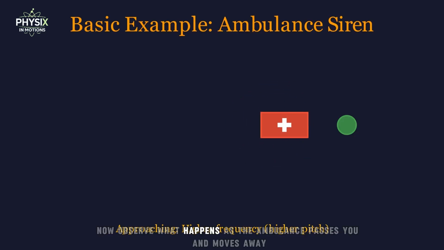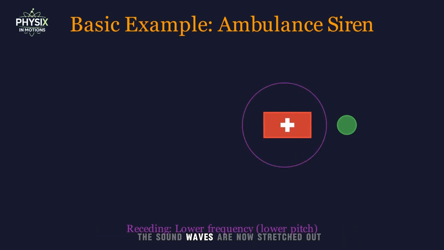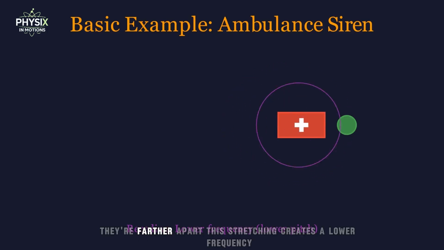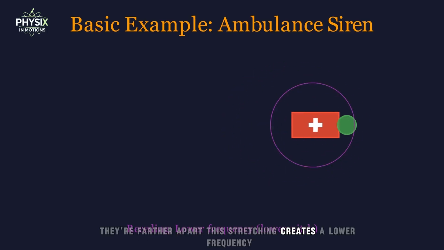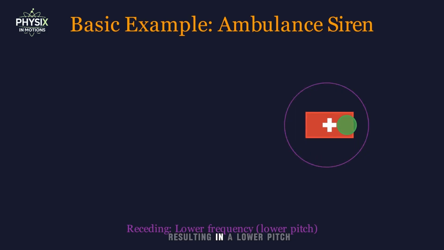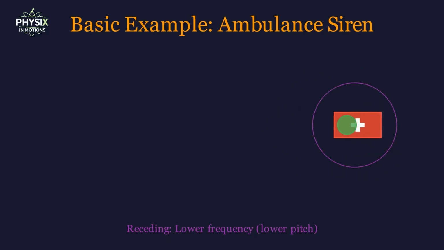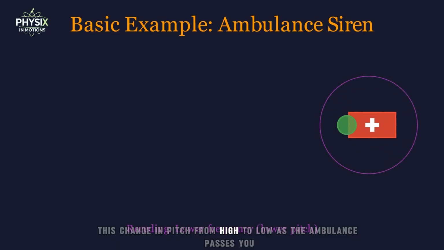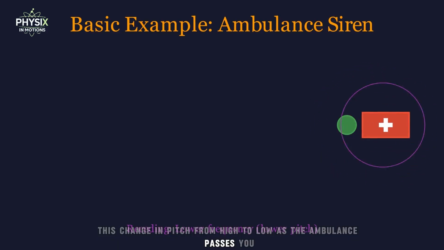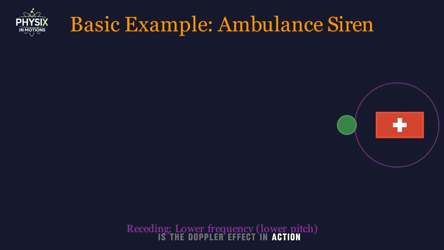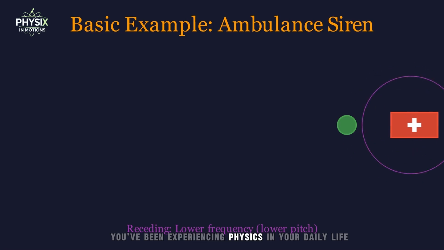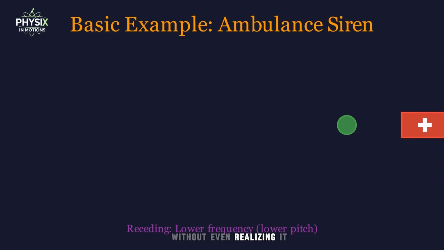Now observe what happens as the ambulance passes you and moves away. The sound waves are now stretched out. They're farther apart. This stretching creates a lower frequency, resulting in a lower pitch. The siren sound becomes deeper and fainter. This change in pitch from high to low as the ambulance passes you is the Doppler effect in action. You've been experiencing physics in your daily life without even realizing it.